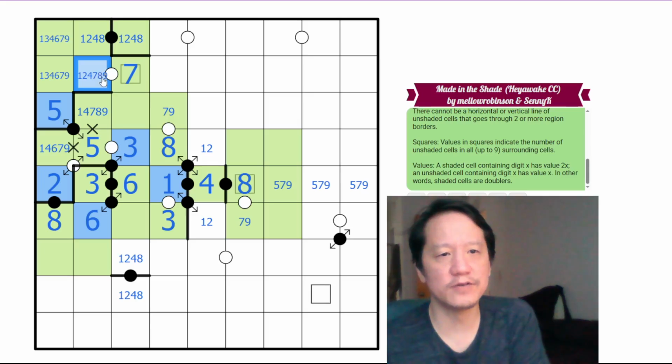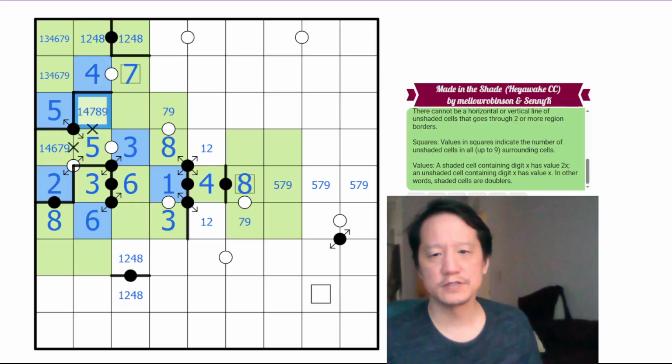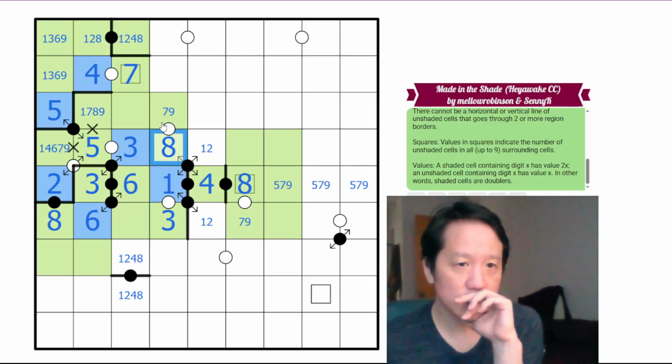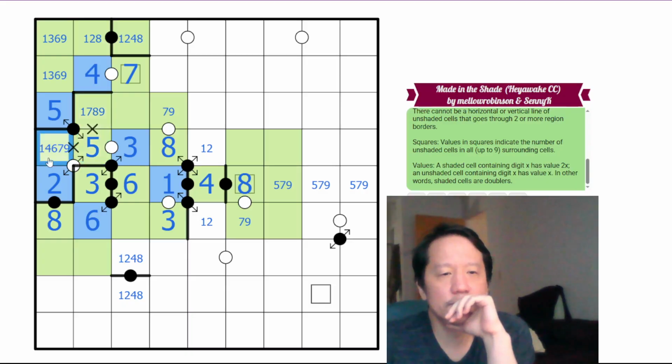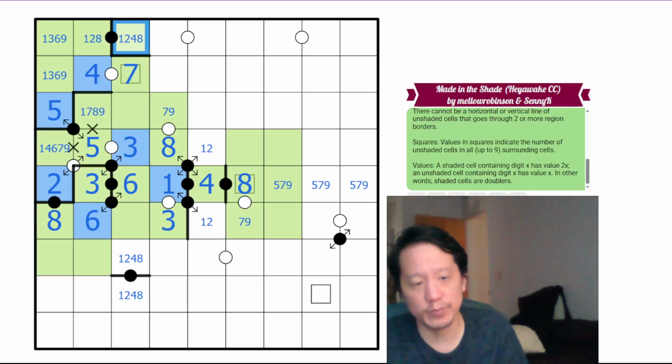7 is consecutive only with 4 doubled. So this is 4, which means this can't be 4. No 4 in the box. No 7 in the box. This can't be 4 in the box. Okay. Because this can't be 4 and these are not doubled, this can never be 8.